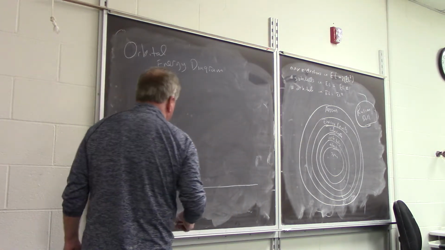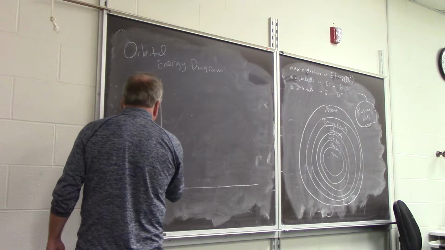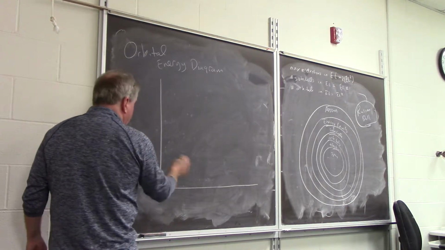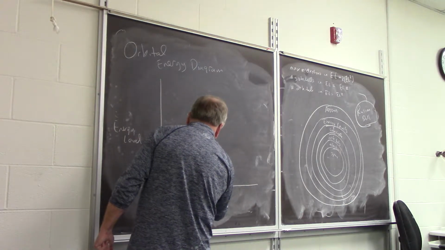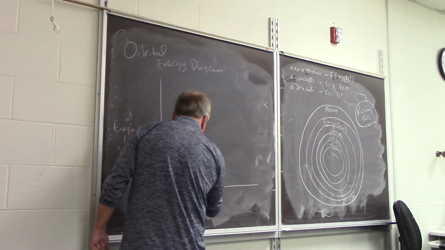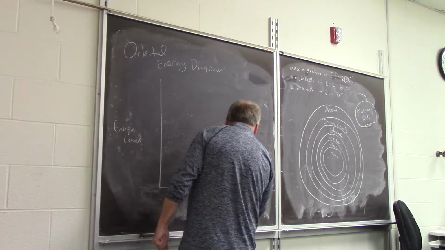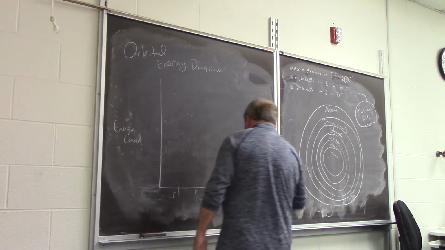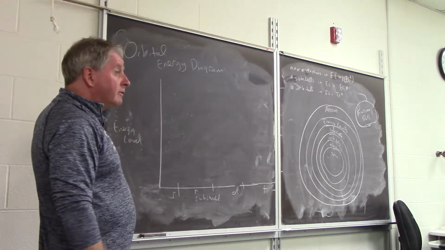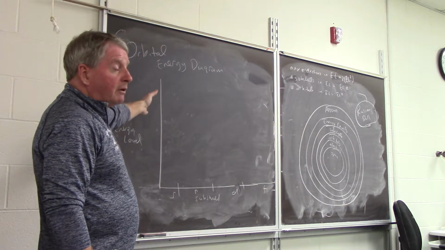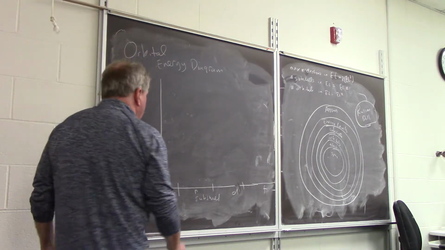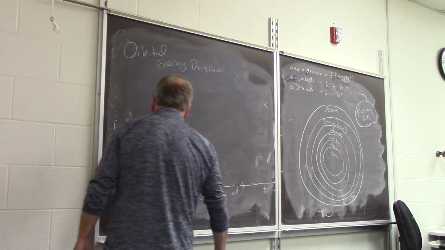Okay, so it's kind of a graph. Over here we're going to have energy level. Okay, and down here are subshells. So S, P, D, F, and so forth. There's an infinite number of subshells, just like there's an infinite number of energy levels. Really, we won't go out there. We'll just focus on the first few subshells and energy levels.